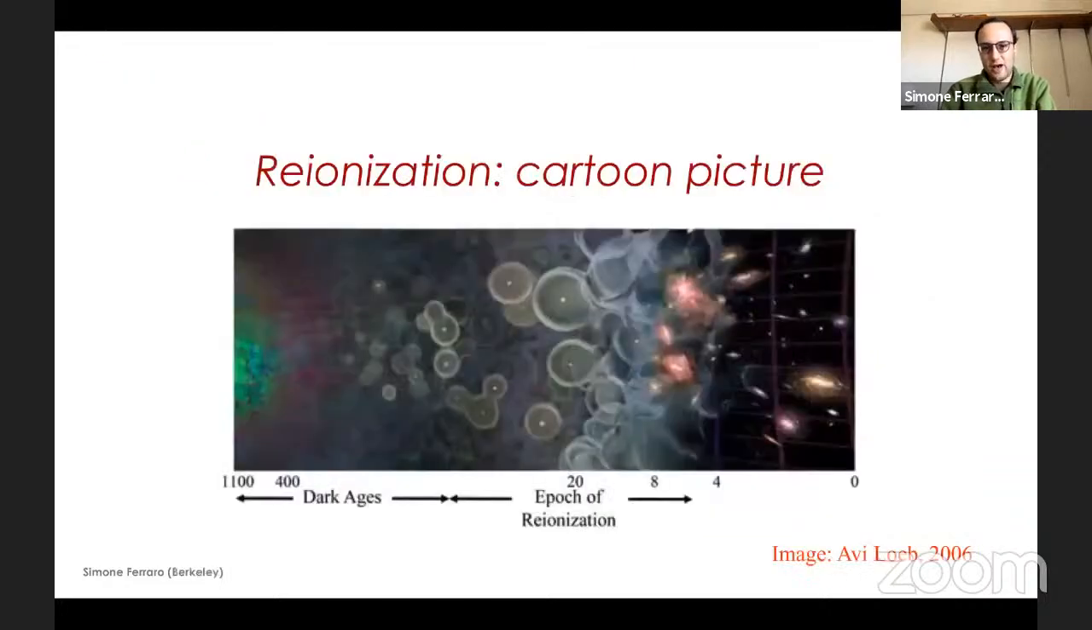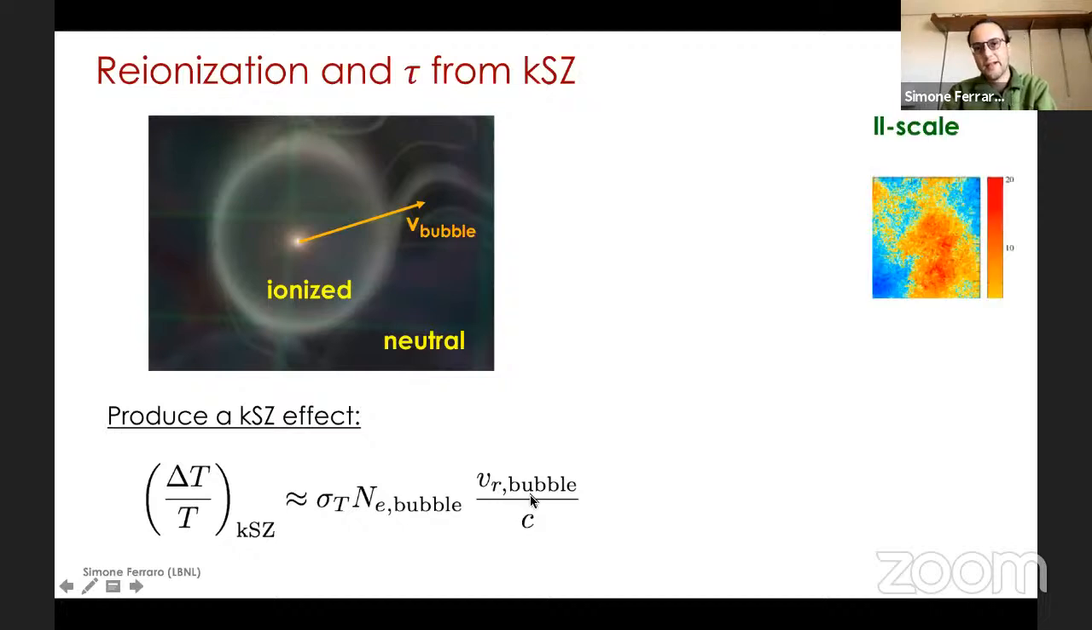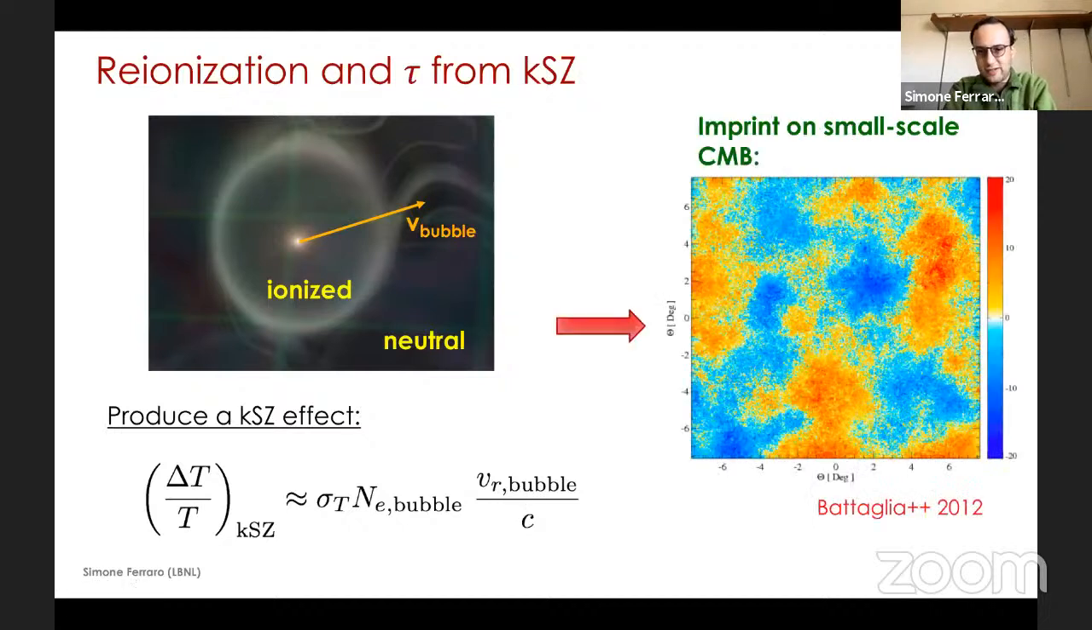All right, so how does this work for reionization? Well, we've heard many times before, you have these ionized bubbles, and inside the bubble the gas is predominantly ionized, so it will Thomson scatter CMB photons. Outside is a neutral medium, so there's no scattering. So the kSZ from reionization is given by the column density of electrons in the bubble times the velocity of the bubble, essentially the radial velocity of the bubble.